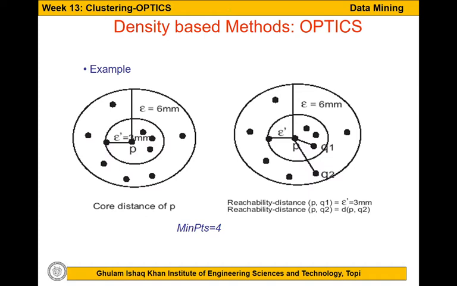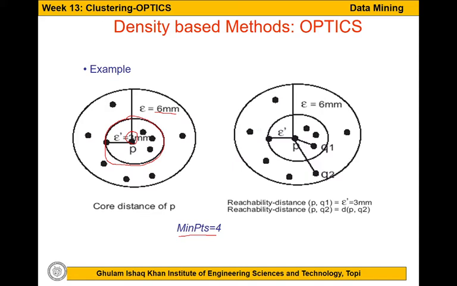To explain this further, let us consider a visual representation. Consider that we set the minimum number of points for our OPTICS algorithm as 4. The epsilon which we give to the algorithm is 6, but at a distance of 3 we get the minimum number of points around this point P. So P becomes a core point, and its core distance will be 3.